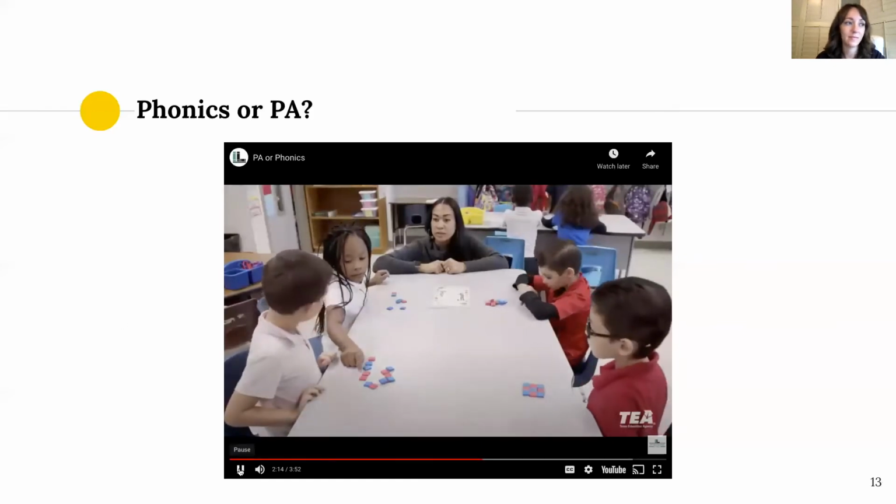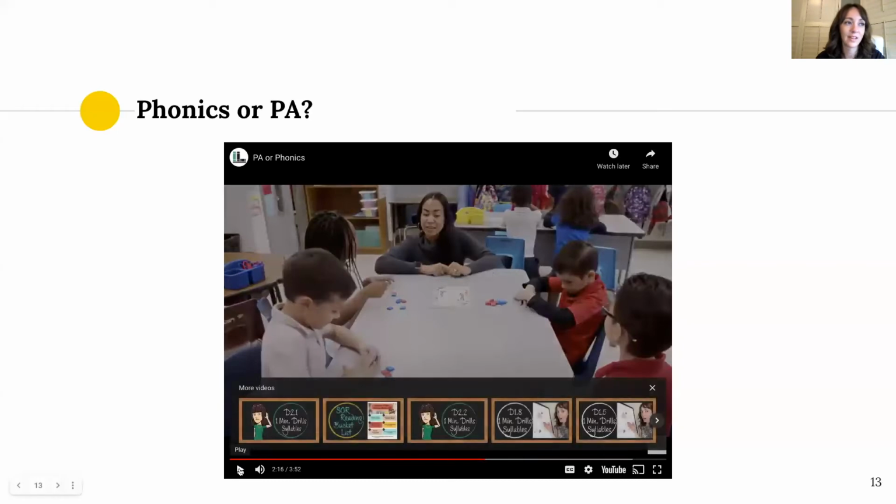Five. Good job. So they are counting words within a sentence, but they do not have the words in front of them. So it is phonological awareness.